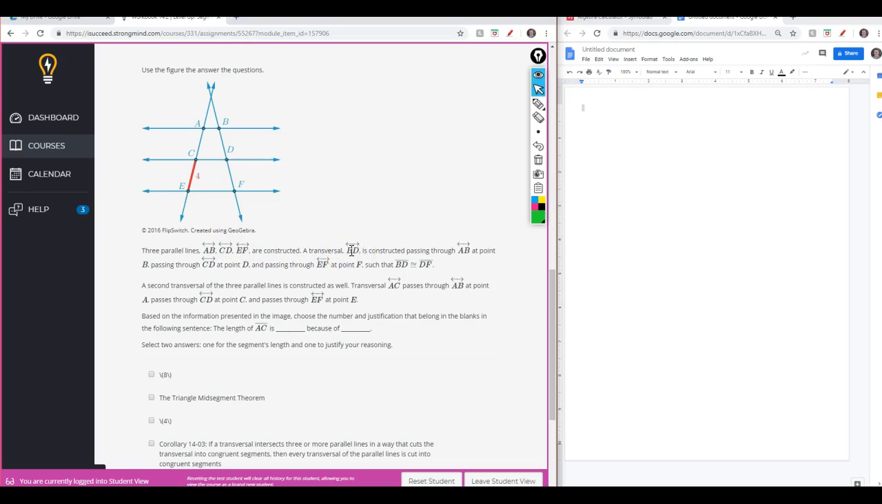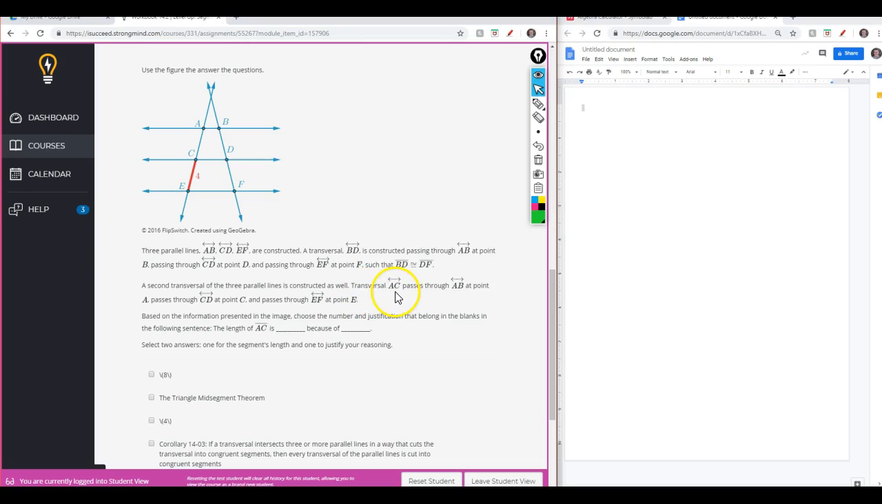Line BD is constructed passing through line AB at point B, passing through line CD at point D, and passing through line EF at point F, such that segment BD is congruent to segment DF. A second transversal of the three parallel lines is constructed as well.